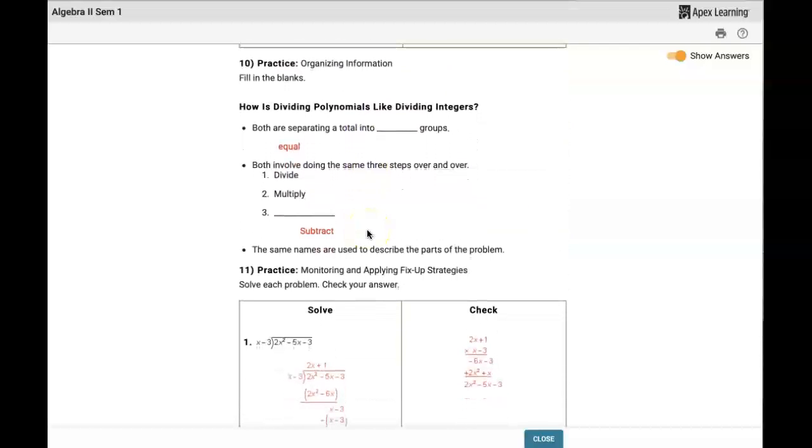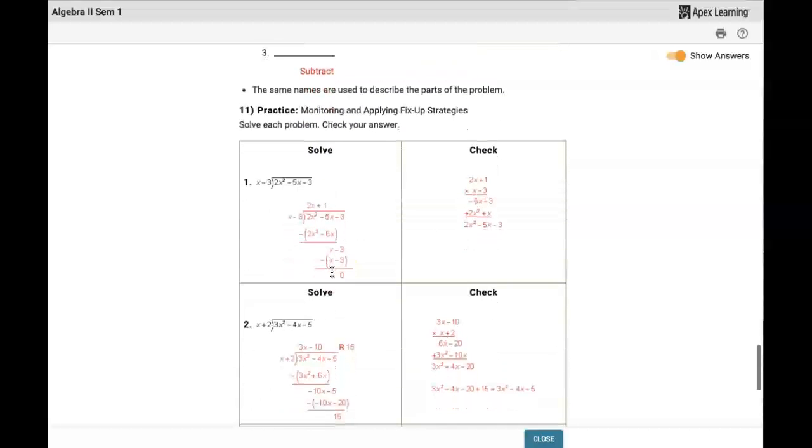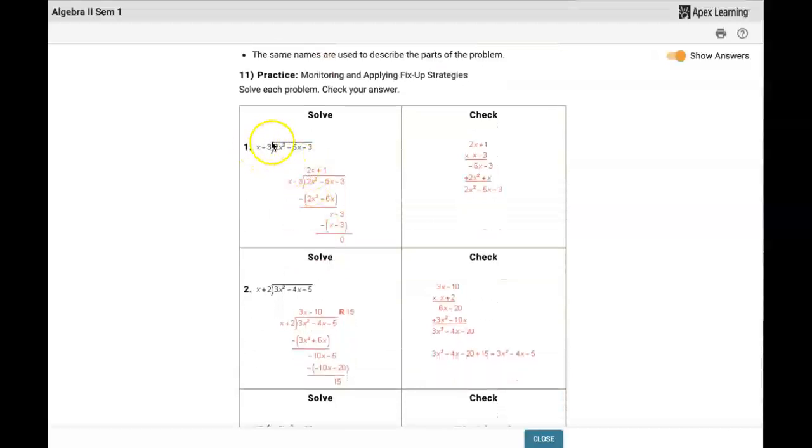And then when we're dividing the polynomials, we'll spend a lot more time on this one, I promise. They're separating a total into groups, right? That's the goal, we're trying to separate it into groups. So when we look at the practice here, you're doing it based on long division. Again, you ask yourself, how many times does x fit into 2x squared? Well, that would be 2x times. Then you multiply that quantity.